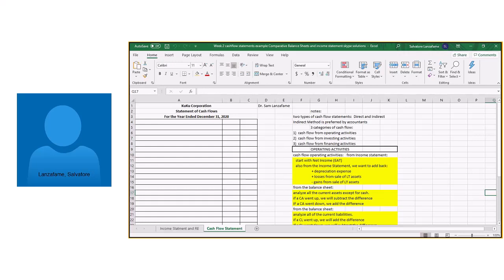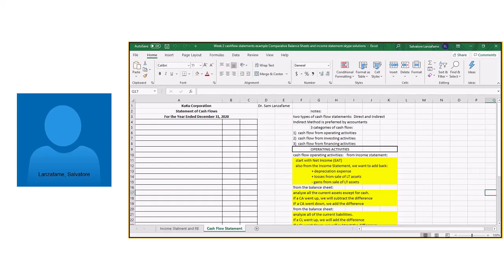And again, I didn't think your textbook did a very good job of explaining this, so I wanted to make sure I did one with you. There are three categories of cash flow statements. The first one is cash flow from operating activities, and there's a certain format that you want to follow. If you follow this to the T, you should be able to get this section right every single time. I find that this first section is the easiest of the bunch.